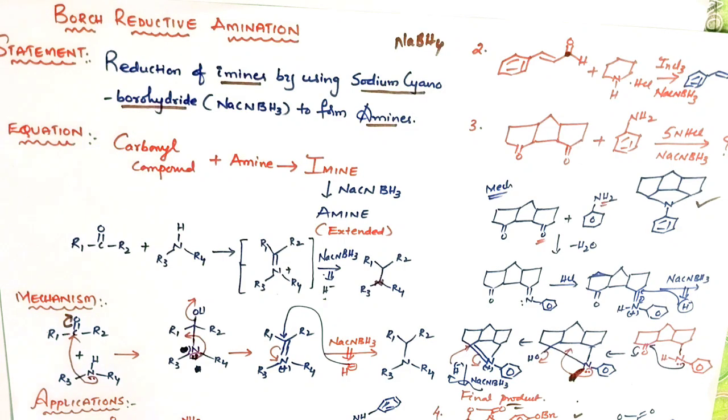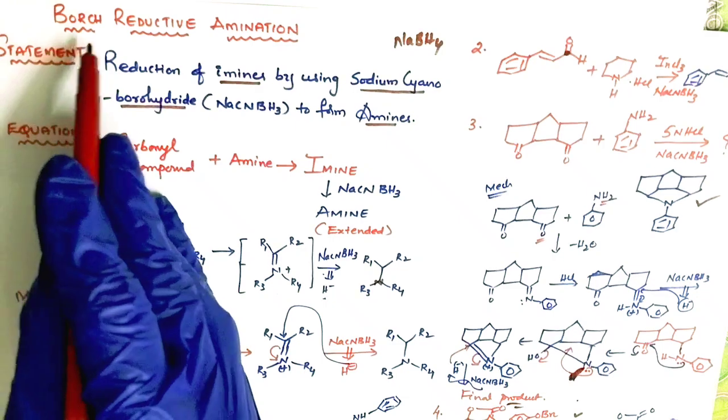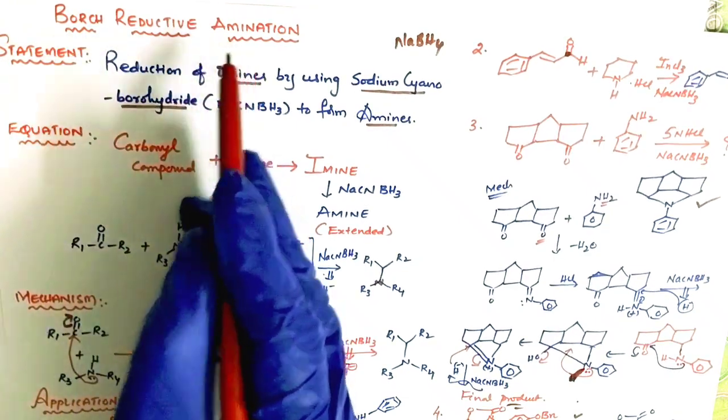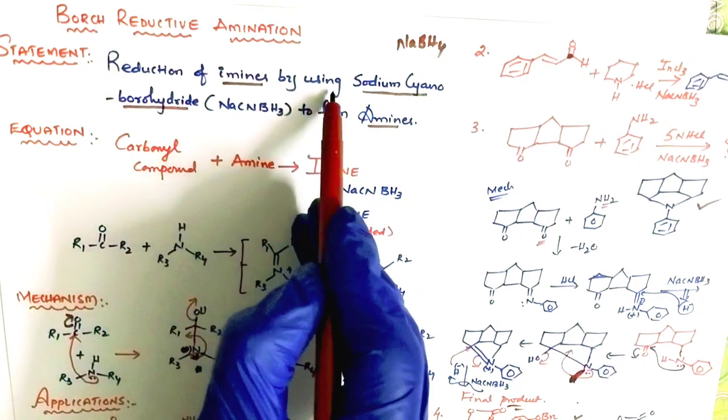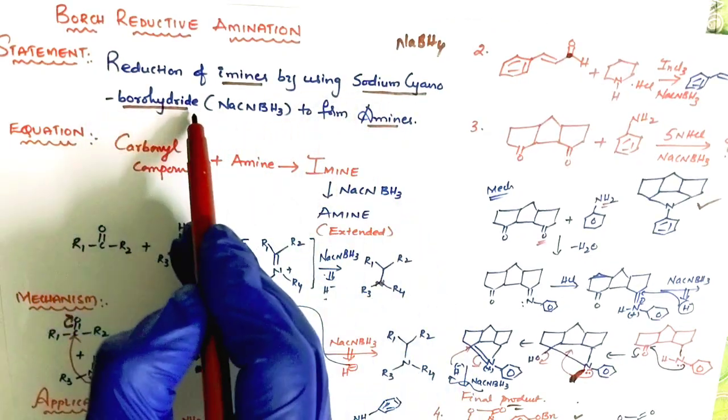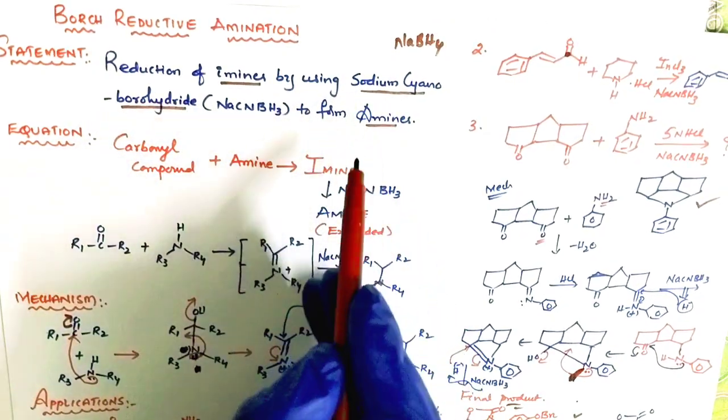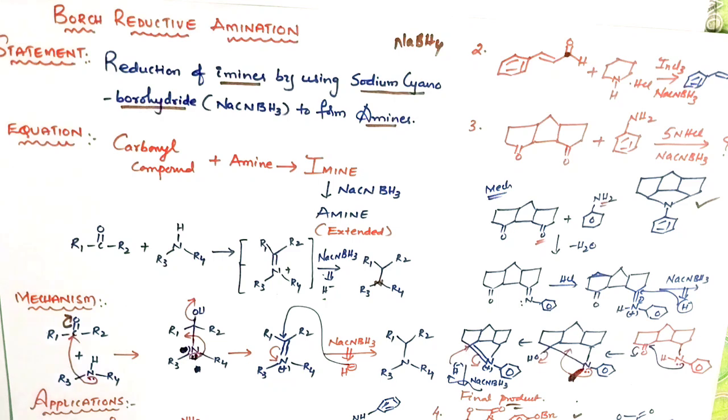Let's discuss the next name reaction, that is Borch Reductive Amination. Let's see the statement. Reduction of imines by using sodium cyanoborohydride to form amines. By using this name reaction, we are going to prepare amines. What are the reactants here? Imines. Imines are converted into amines by treatment with sodium cyanoborohydride.